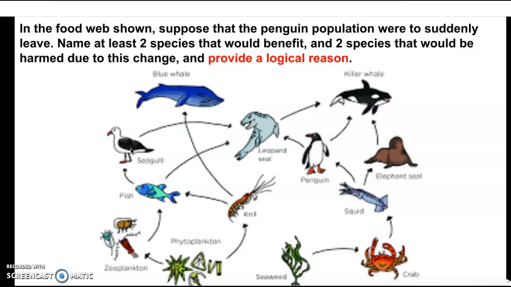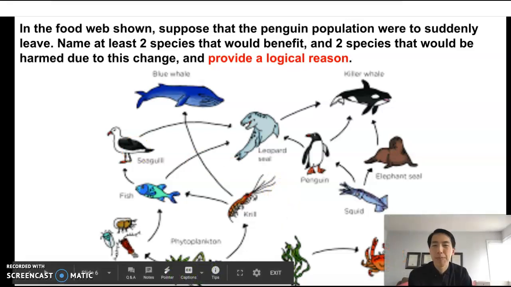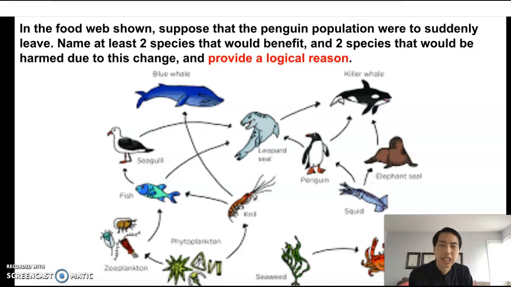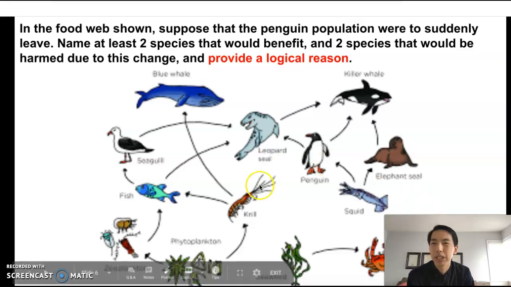So there's an example of making predictions of what might happen to certain animals if a different one gets affected in the food web. It's not good enough to just say if it's benefiting or if it's harmed. You must provide a matching reason for it as well. Now I'll let you go off and practice. You can open the Google Doc and answer the questions there, and you'll be done for the week.